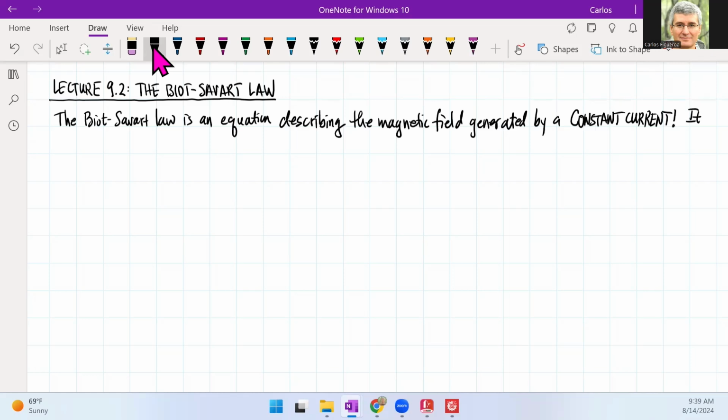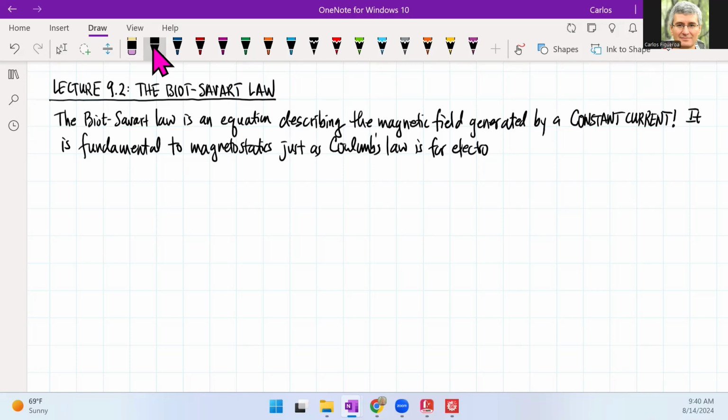It is fundamental to magnetostatics, just as Coulomb's law is for electrostatics.